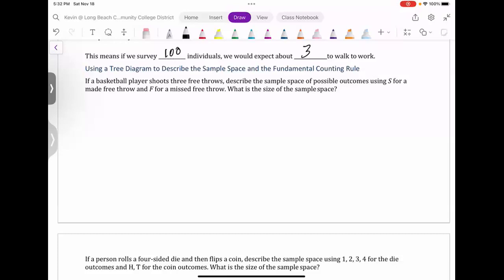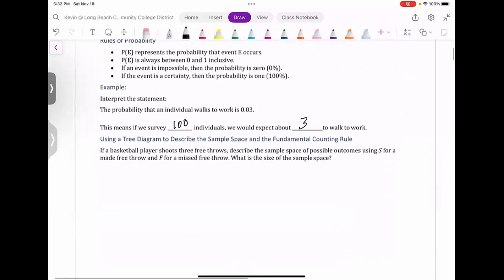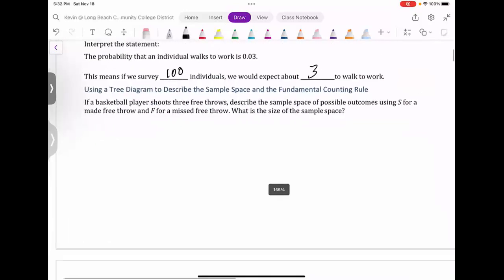So let's start out. The first shot is either a success or it's a failure. Second shot is either a success or it's a failure. The third shot is either a success or it's a failure.